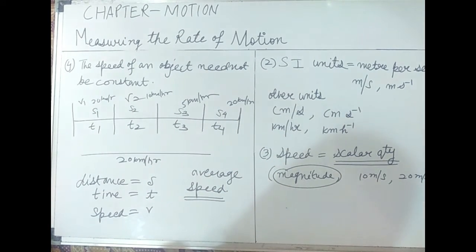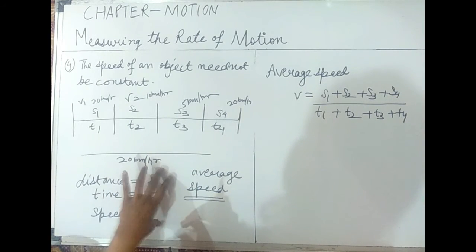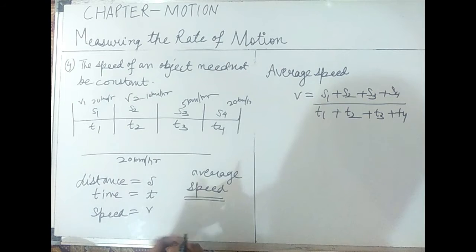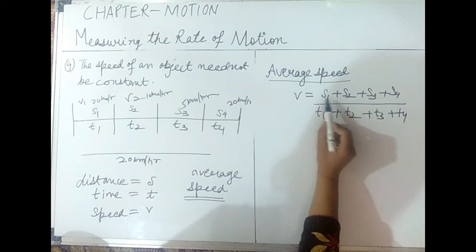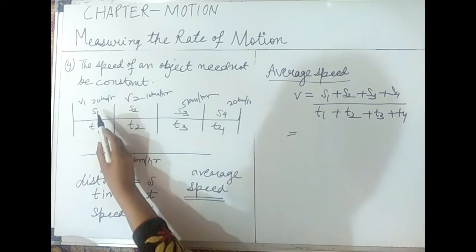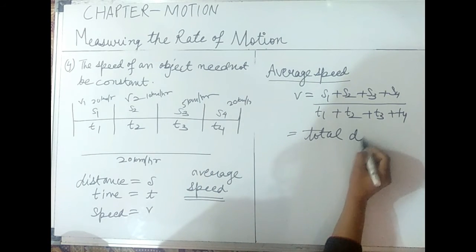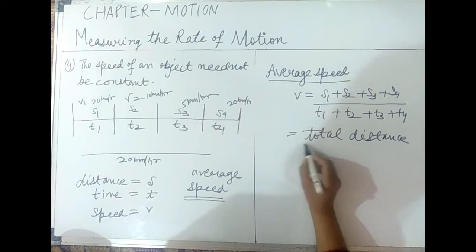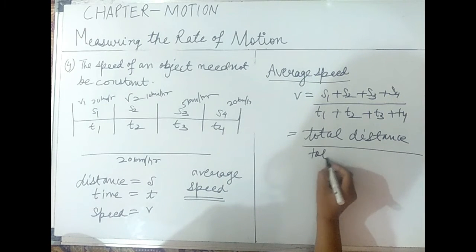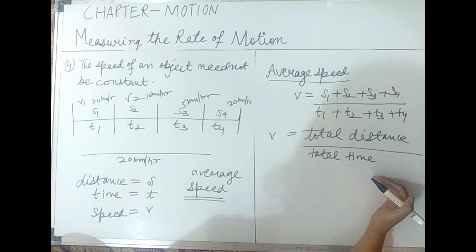Let's write down the formula for average speed. Notations must be clear. We have taken S for distance, T for time, and V for speed. So the formula for average speed is total distance upon total time taken. Here the total distance is S1 plus S2 plus S3 plus S4, that is the total distance covered. And the total time is T1 plus T2 plus T3 plus T4. Here we have got the formula for average speed, that is total distance upon total time.